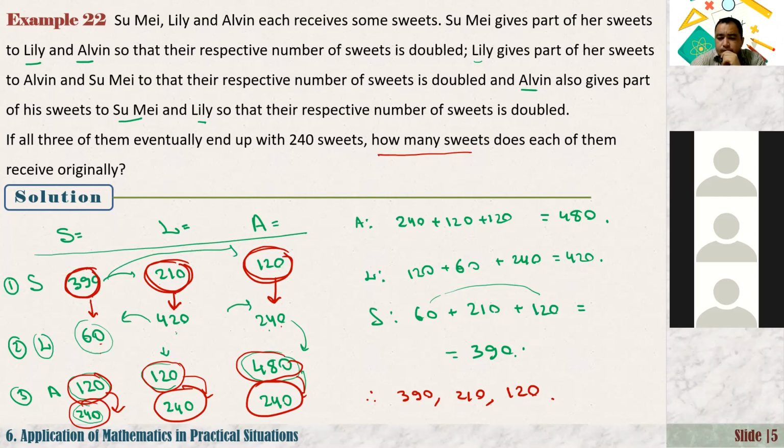Okay? Did you understand, Arad? No, my mistake. I saw that when you add all of them, it becomes 240. But the question says each of them has 240. Yes. All three of them eventually end up with 240 sweets. Okay, not together. Everyone has 240 sweets.